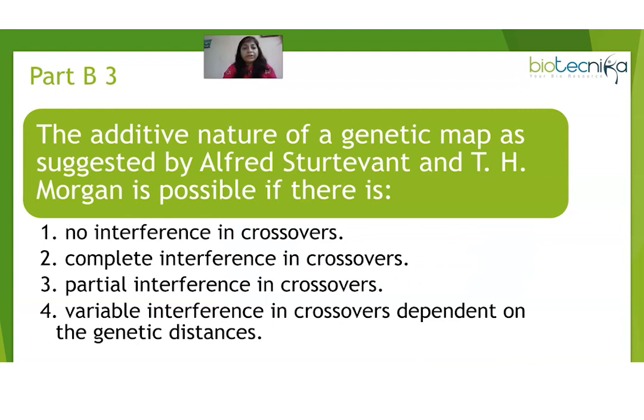Moving on to the third question from part B. The additive nature of genetic map as suggested by Alfred Sturtevant and T.H. Morgan is possible if there is no interference in crossover, complete interference in crossover, partial interference in crossover, variable interference in crossover dependent on the genetic distance. Now for that, let's first understand what is additive nature of genetic map.